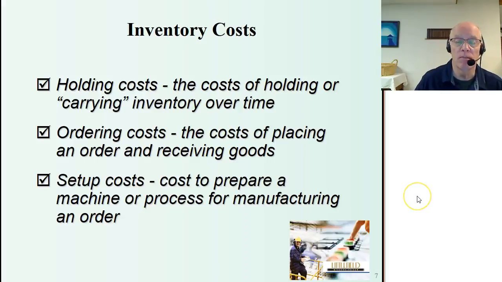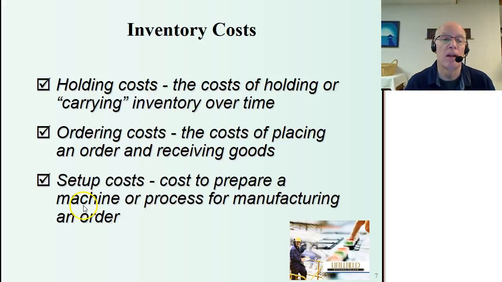Inventory costs. Well, inventory costs money. If I have inventory, well, holding costs, the cost of holding or carrying inventory over a set of time. So the whole idea is that if I have inventory, what's going to happen? I've got the stuff sitting there. Well, it's taking up space. I have to pay for that space. I have to pay for the warehouse. I have to pay for the shelves. I have to pay for the material that's sitting there. So my suppliers, they expect to get paid.